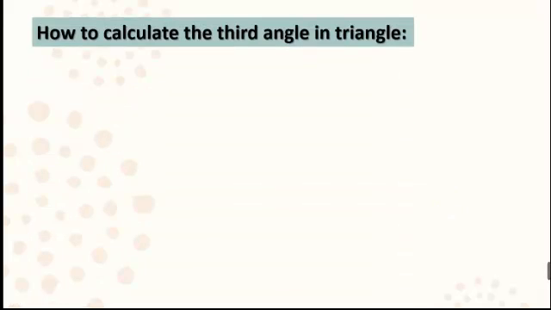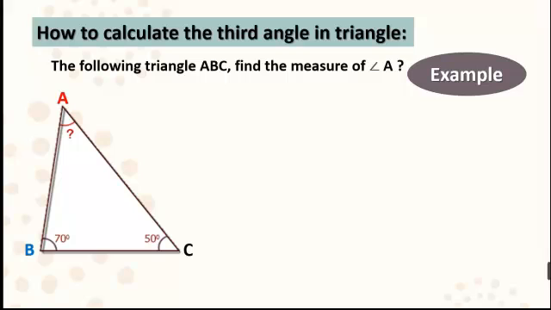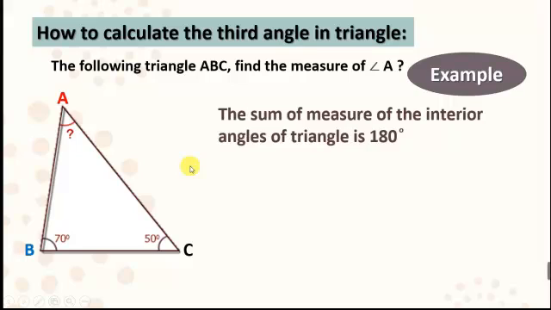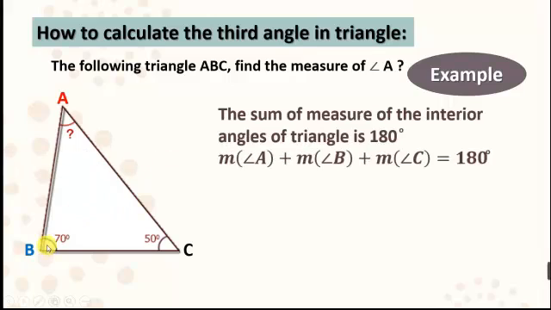point, which is how to calculate the third angle in a triangle. Let's see an example together. In this triangle ABC, I have B 70 degrees and C 50 degrees, and I want to find the measure of angle A. We know that the sum of measures of the interior angles of the triangle is 180. That means measure of A plus measure of B plus measure of C is 180.